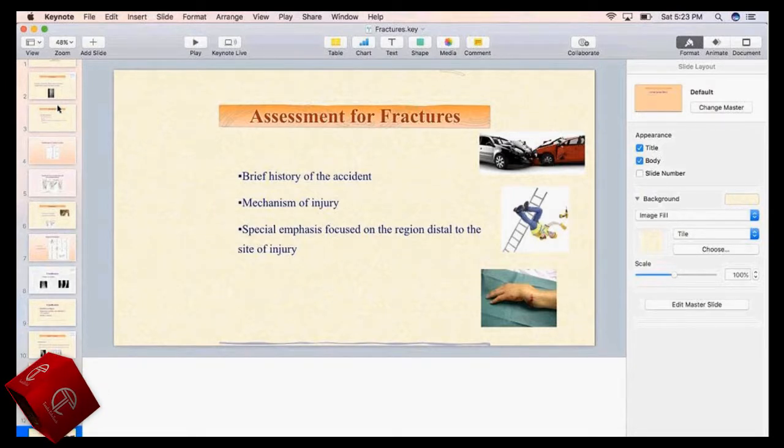Moreover, if it is a fall or a road traffic accident, it will be a high velocity injury. So we do expect a complex type of fracture with a soft tissue injury. We do expect a comminuted fracture. We do expect a displaced fracture. So that is the importance of taking the history in the A&E department. And never forget to look for the distal pulse before you do the splinting because vascular injury is the most challenging and dreaded complication of any fracture. So always look for the distal pulse.